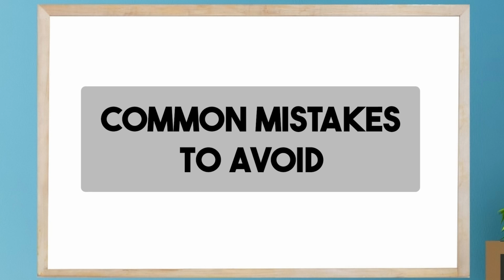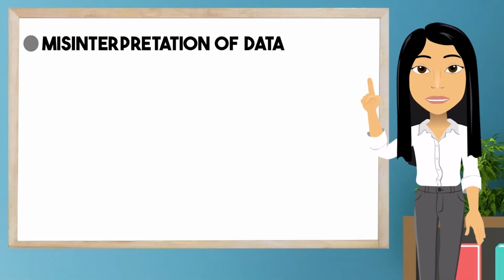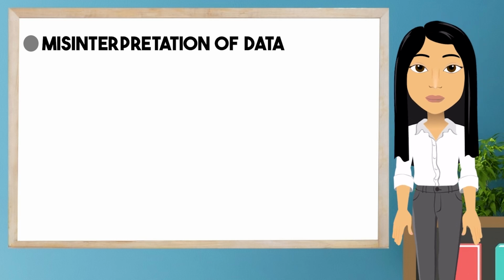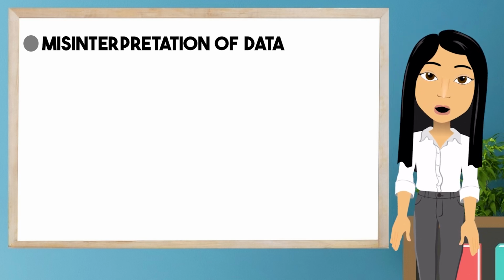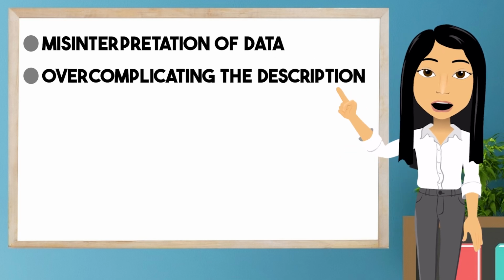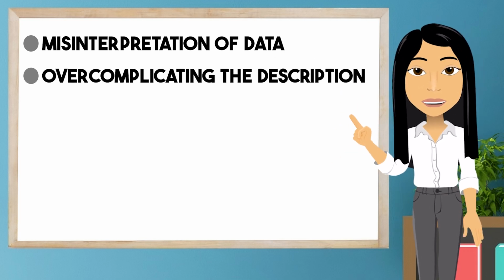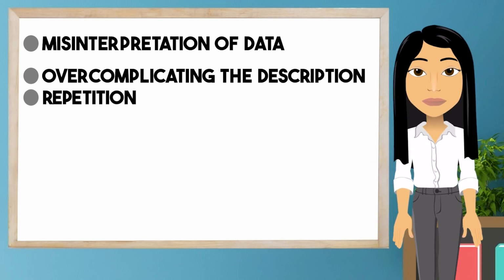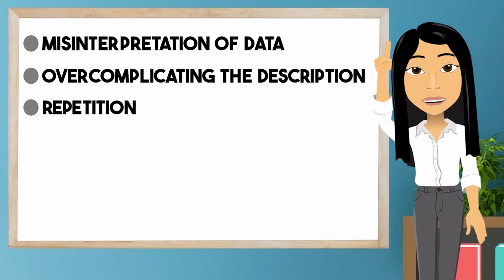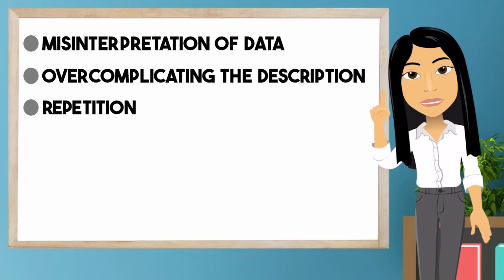Common mistakes to avoid. One of the most common mistakes made by many is misinterpretation of data. So, double-check your description and make sure it grasps the chart and the most significant trends among data accurately. Another is overcomplicating the description, which you can avoid by keeping your language clear and straightforward. Repetition is another common mistake. Always remember that repeating the same phrases can make your writing monotonous, and refrain from doing that.